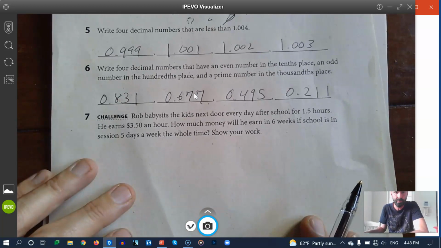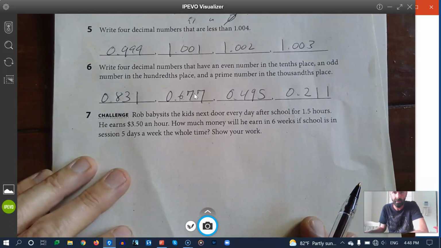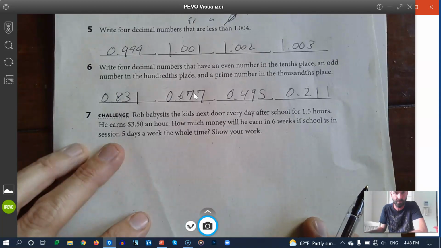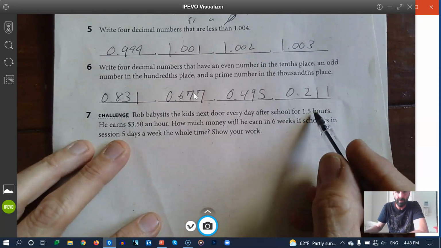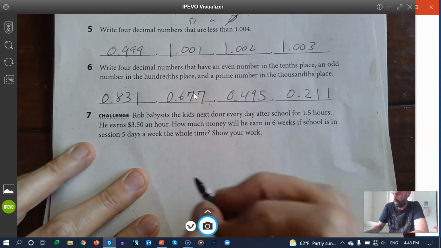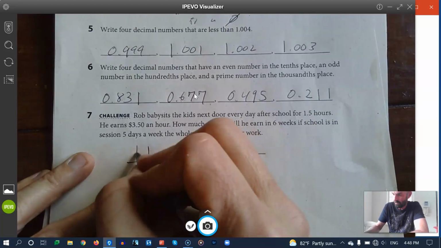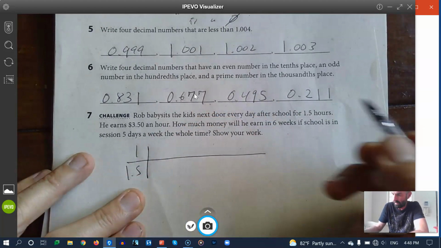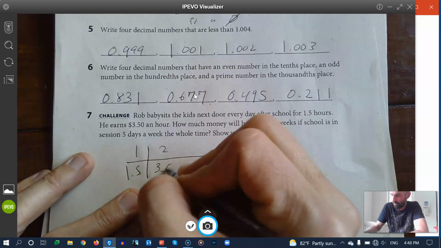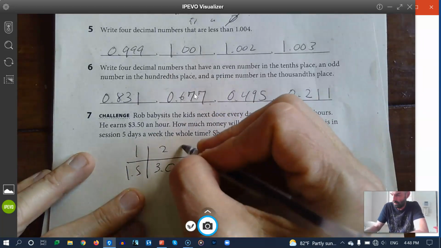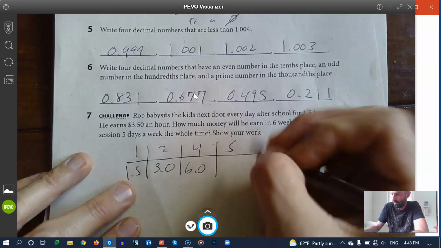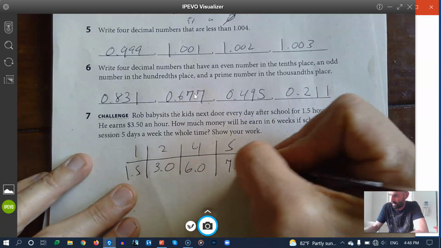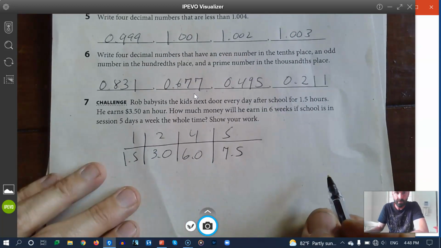All right, challenge. Rob babysits the kids next door every day after school for 1.5 hours. He earns $3.50 an hour. How much money will he earn in 6 weeks if school is in session 5 days a week the whole time? Whew, okay. After school, 1.5 hours, 5 days a week. So how much is that? So we have 1 day, 1.5 hours, 2 days, 3 hours, 4 days, 6 hours, 5 days would be 1.5 plus 6, which is 7.5 hours, $3.50 an hour.